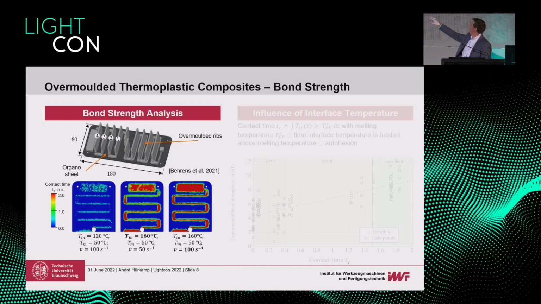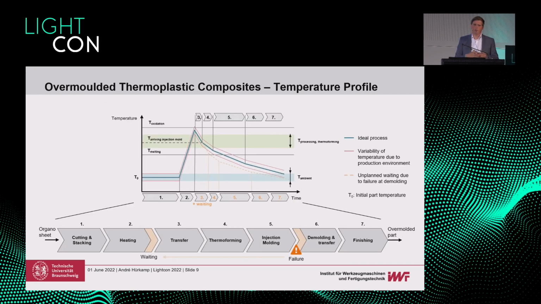It's the contact time here, and we can see that if we do experimental tests on the bond strengths, on the left side you have the bond strengths, the higher the contact time, the higher the bond strengths will be. So we can define some quality areas where we have excellent, good, or poor bond strengths. You can also see from the scatter that this is not the only factor, but there's a clear trend of the interface temperature. And how does the interface temperature look like during the process?